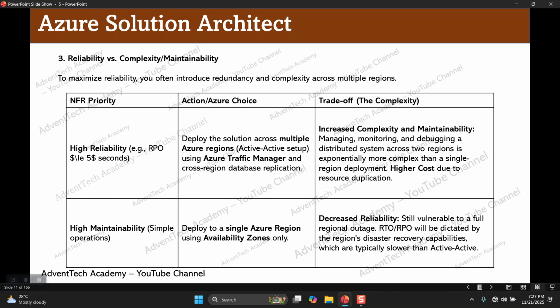So if you want to go for high maintainability, like simple operation, deploy in a single Azure region and use availability zones only. Here the trade-off is decreased reliability. It is still vulnerable to a full region outage. RTO and RPO will be dictated by the region's disaster recovery capability, which is typically slower than active-active. So there is always a trade-off between non-functional requirements.